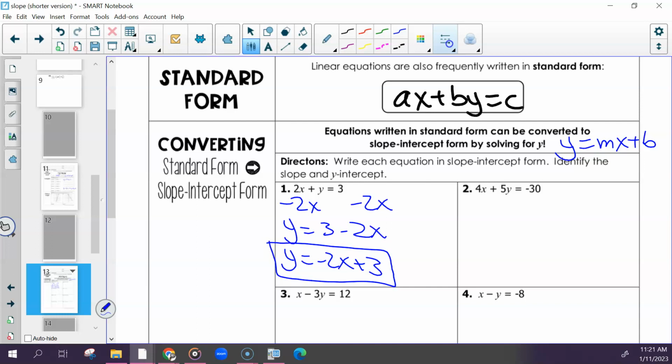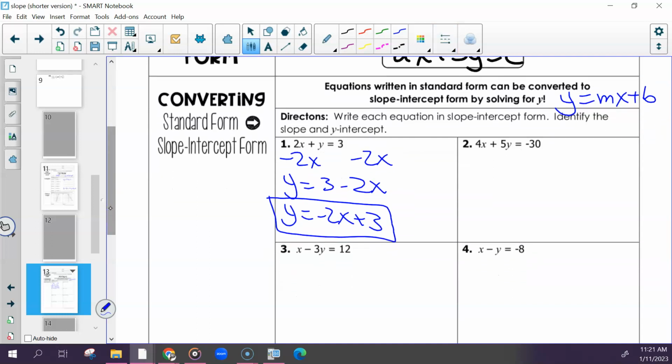Questions on that before we do another? Let's try number 2 then. How would we start getting y by itself, Nature? So the process for the most part is going to be the same for all of these. Get rid of your x term by either adding or subtracting. I'm going to go ahead and switch this now so I don't have to do it later. And then how would we get y by itself, Nature?